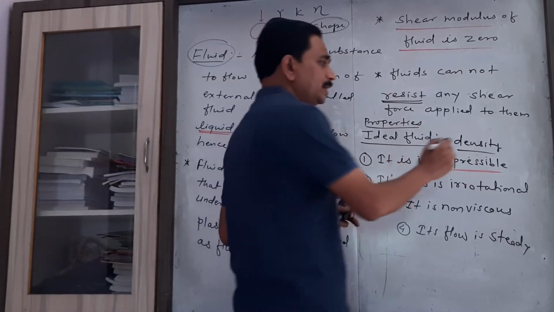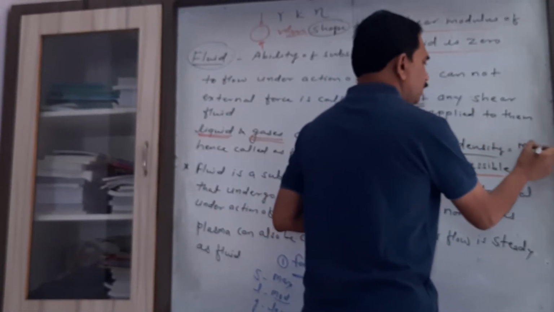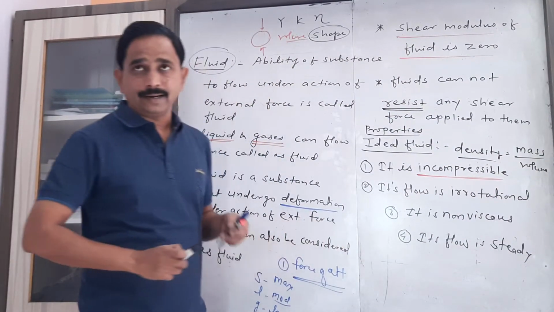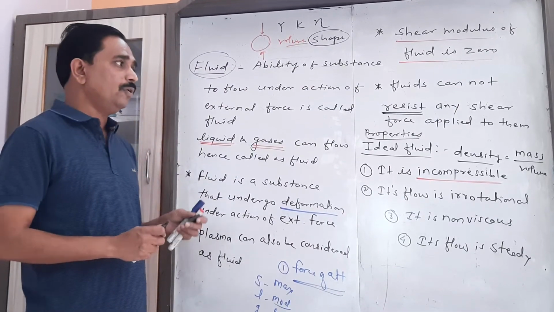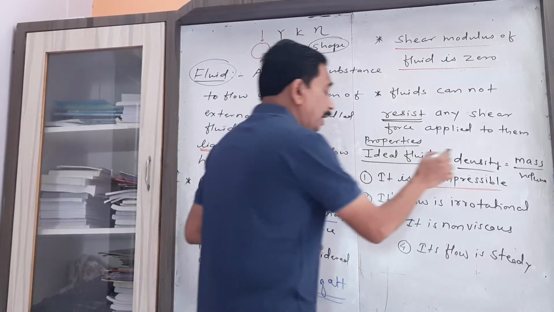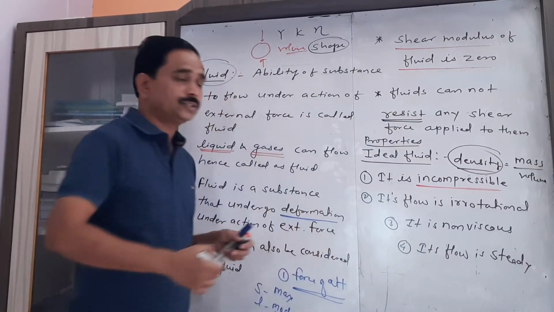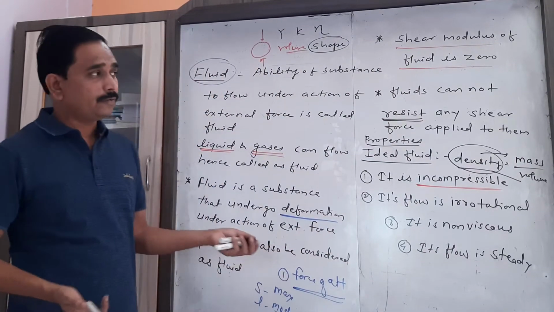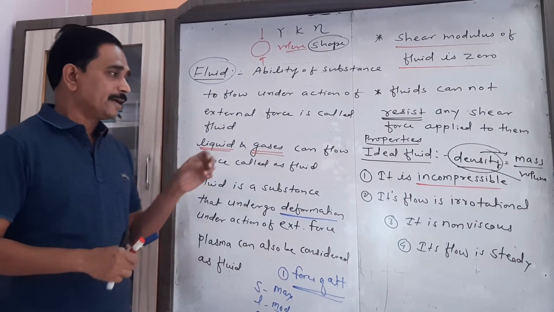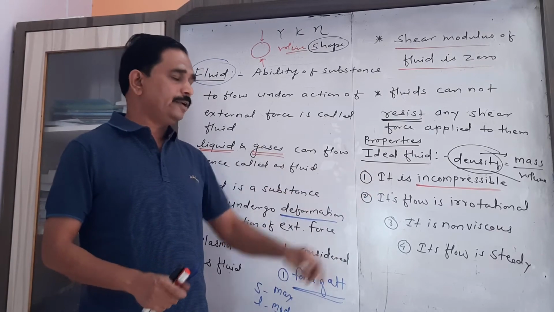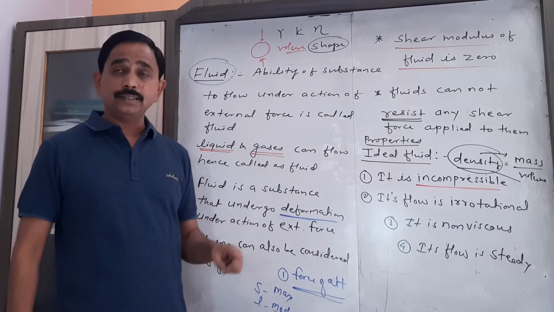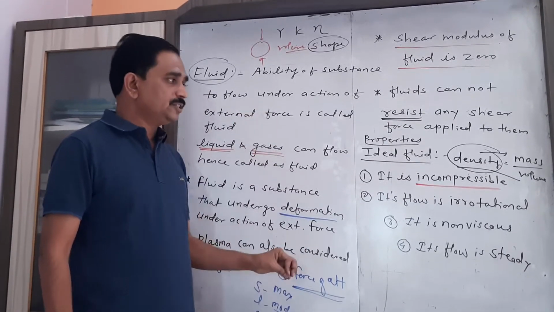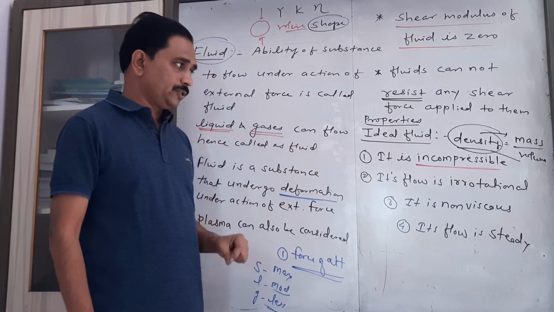When we consider the concept of density, we have to consider mass and volume. All of you know that density is the ratio of mass and volume. If the density of that fluid remains constant, it means its volume remains constant. The mass of any substance always remains constant. So the first property of an ideal fluid is that it is incompressible. It means its mass, volume and density always remain constant.